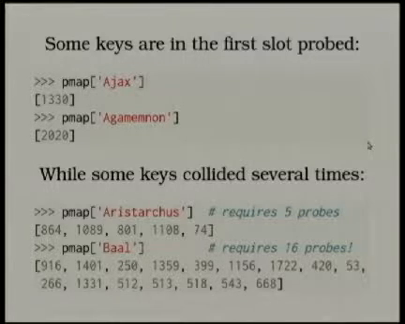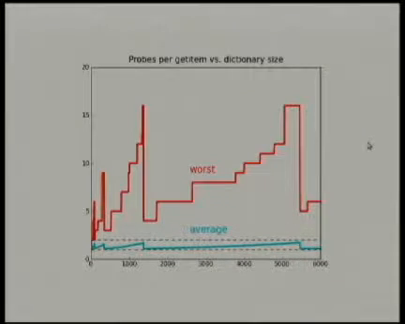Some words like Ajax and Agamemnon are found immediately because they're right at the slot you would expect them. Aristarchus, as an example, requires 5 probes to find, and it just so happens that the word Baal is 16 collisions deep in this dictionary. It's, I think, the only word that is, but it has to hit 16 different places every time you look it up before it finds the slot that it's stored in.